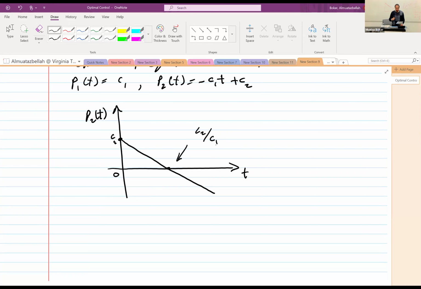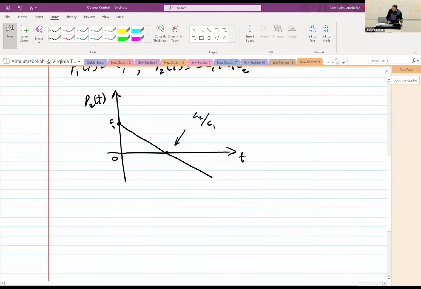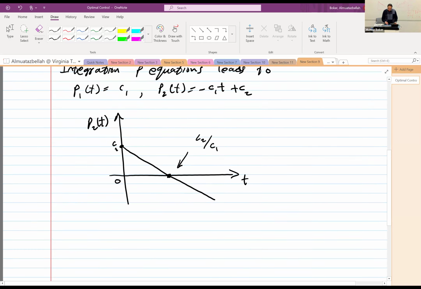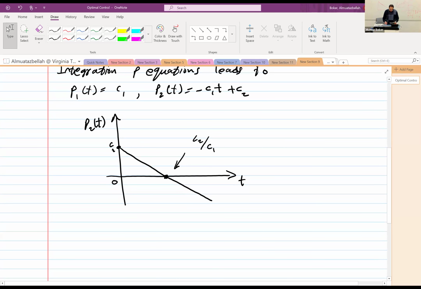So if you know C2 and C1, you know when to do the switching without even looking at anything. But you will see later on, we may use this or we may not. It's not very important to know C2 over C1. But that's this point here of switching, and C2 over C1 is the time of switching, okay? So if you start at t equal to 0, C2 over C1 is where you do the switching. And of course, obviously, this depends on the boundary conditions.